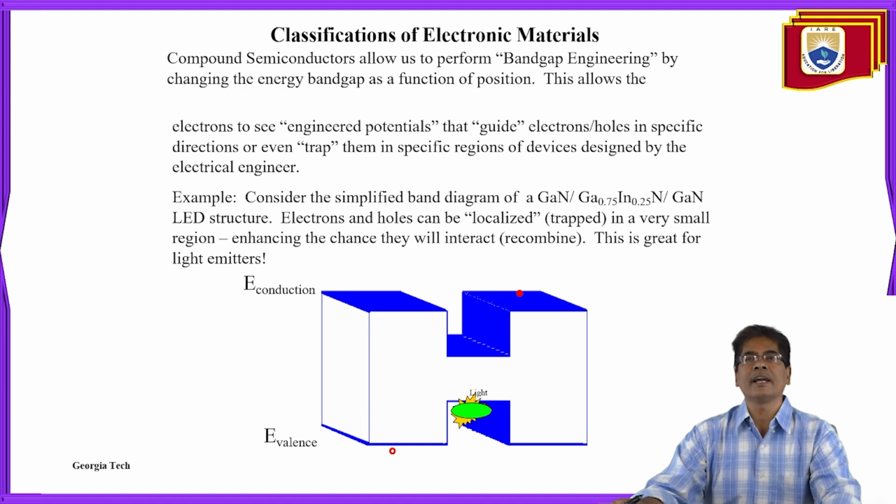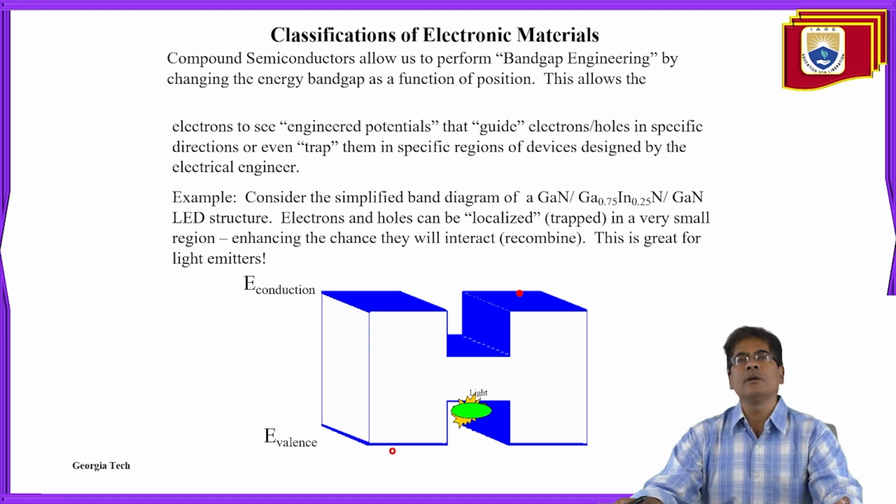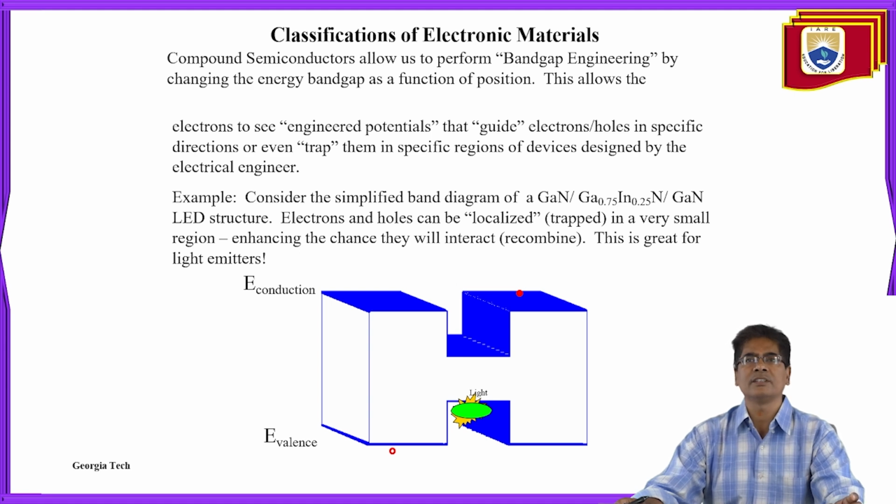enhancing the chance of interacting or recombination. And this is one of the great achievements for the light emitters. So that is our light emitting diode. So light emitting diodes are nothing but the materials where the recombination of the charge carriers results in the release of some light energy. Right? So we call them LEDs, light emitting diodes. A light emitting diode is a diode where the recombination of charge carriers takes place. So that means the energy is being converted from electrical energy to light energy.